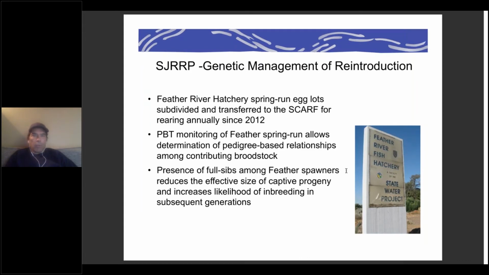I think you all know this, but starting in 2012, Feather River Hatchery spring run egg lots began to be subdivided, with a small fraction of each of those egg lots transferred to the SCARF for rearing, and then eventually as broodstock when they mature. Anthony, as part of his dissertation, began doing a long-term pedigree analysis of the Feather River spring Chinook back in 2006. So we have full pedigree information for all of the fish in that program that are not natural origin and therefore have parents in the program from before.